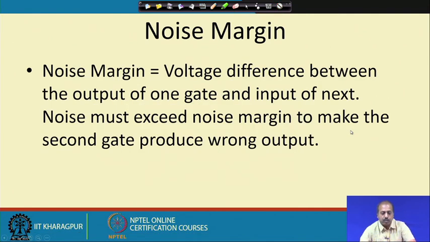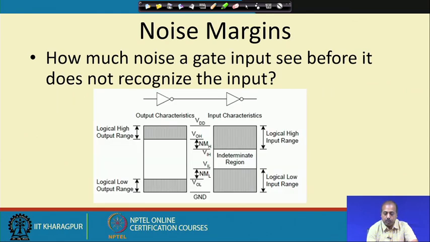So, we have this noise margin, which is the voltage difference between the output of one gate and the input of the next. In this case, noise margin high is equal to VOH minus VIH. Similarly, noise margin low is VIL minus VOL. This way we can define the noise margins low and high, and if the noise margin is high, that means the circuit will be more protected against the noisy environment.